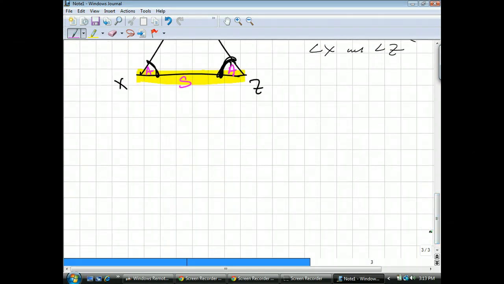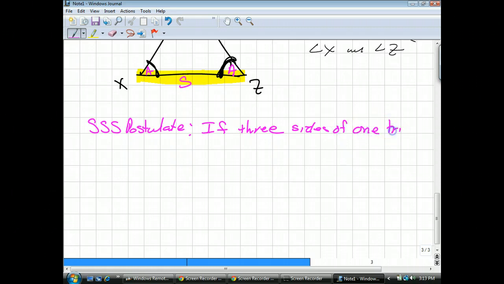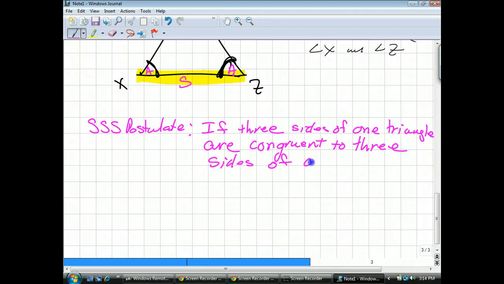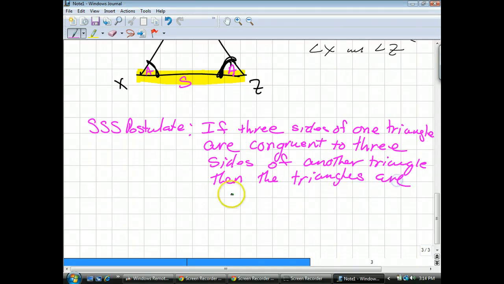All right. Now, in order to prove two triangles congruent, we're going to look at three postulates. The first one is called the side-side-side postulate, and it says if three sides of one triangle are congruent to three sides of another triangle, then the triangles are congruent.